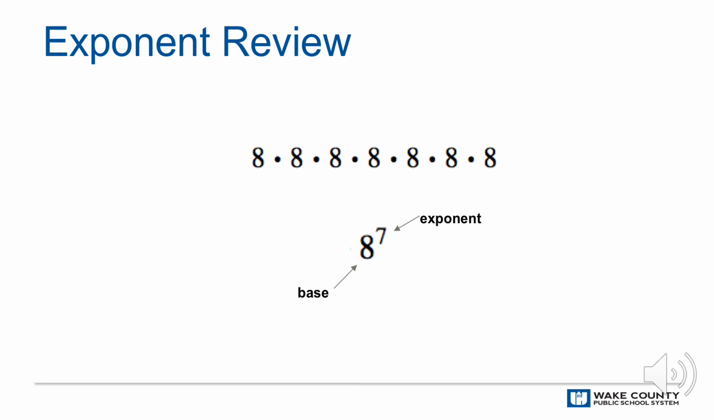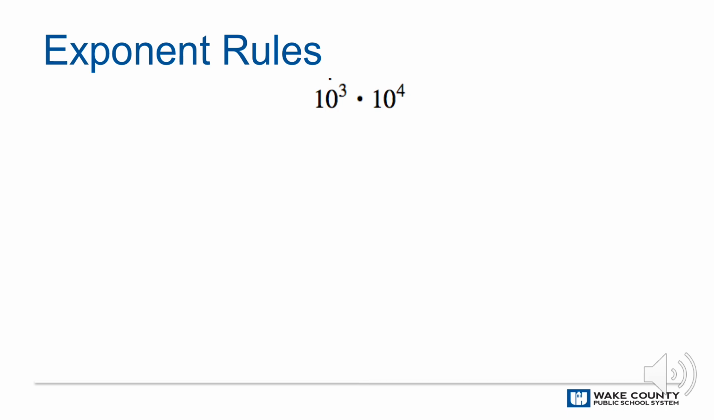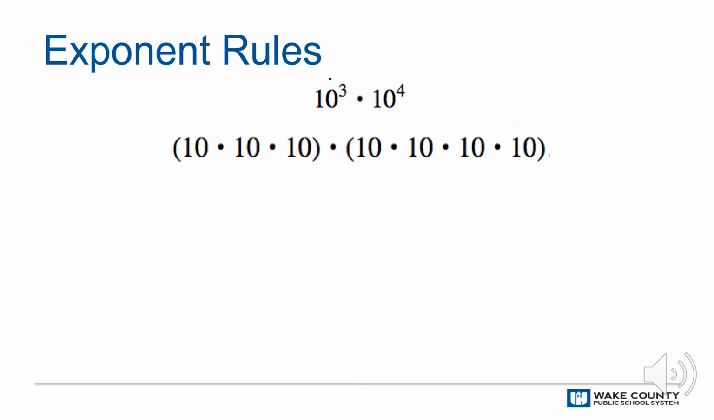Using the understanding of repeated multiplication, we'll figure out several rules for exponents. Suppose we want to understand the expression 10 to the third power times 10 to the fourth power. Rewriting this to show all the factors, we get 10 times 10 times 10 times 10 times 10 times 10 times 10. Since this is really 7 tens multiplied together, we can write 10 to the third power times 10 to the fourth power equals 10 to the seventh power.